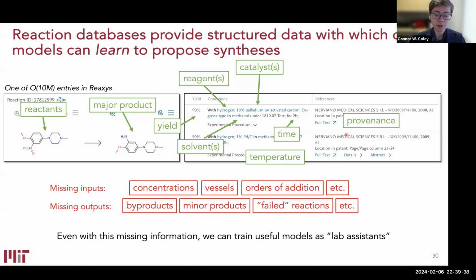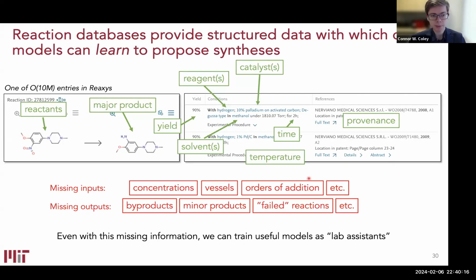Now, in these entries, you don't have everything that you might want as a chemist or someone trying to train an AI system. We don't have tabulated data on concentrations. We don't have tabulated data on the vessels that were used, flask or vial or well plate. Orders of addition matter, but aren't typically recorded. And we also don't have full characterization of the outputs. So typically you wouldn't report byproducts and minor products. And there's a huge bias towards high yielding reactions. And so we rarely see low yielding reactions.